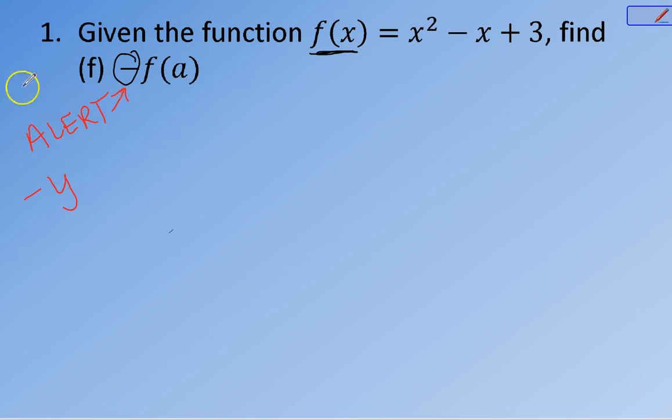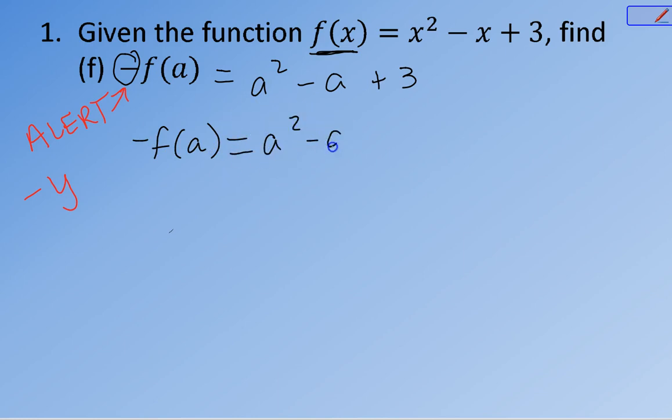So let's go ahead and write this out, replacing all of our x's with a's. That would be a squared minus a plus 3, right? So here we have, I'm going to rewrite it because my alert's in the way. You don't have to rewrite it because you're probably fine. A squared minus a plus 3. I want to get rid of that negative, so what I'm going to do is divide by negative 1. And it's okay if I do it all at once, right?